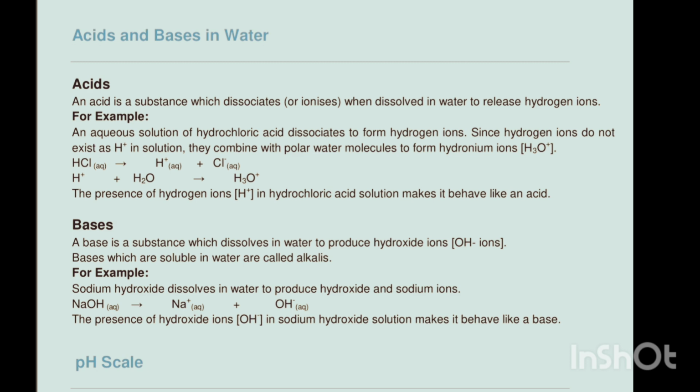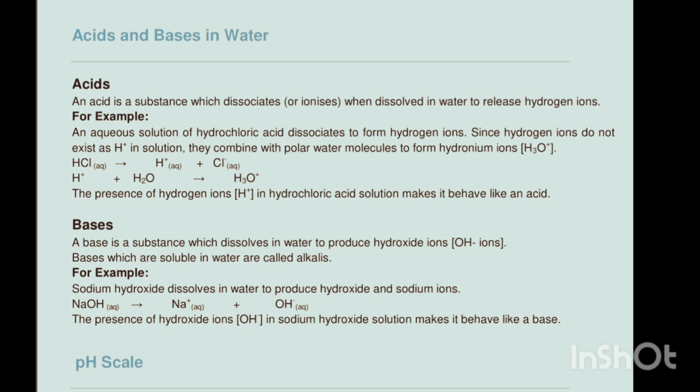Bases which are soluble in water are called alkalis. Example, sodium hydroxide dissolves in water to produce hydroxide and sodium ions, that is NaOH. NaOH is a base. When it dissociates or dissolves, it becomes Na+ and OH- ions, that is hydroxide and sodium ions are formed. The presence of hydroxide ions, OH-, in sodium hydroxide solution makes it behave like a base.